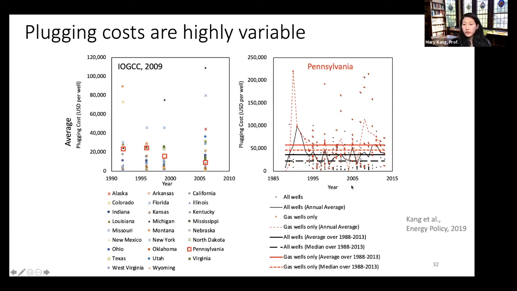And then there's another important thing: if you look at all wells versus just gas wells, which are a subset of all wells, they tend to be higher, even in terms of average, by another 10 or 20,000. And that actually makes a big difference, because it might prevent a well from being plugged altogether.